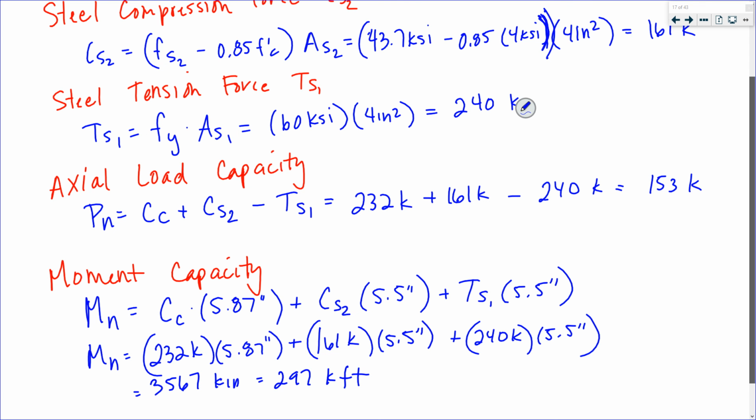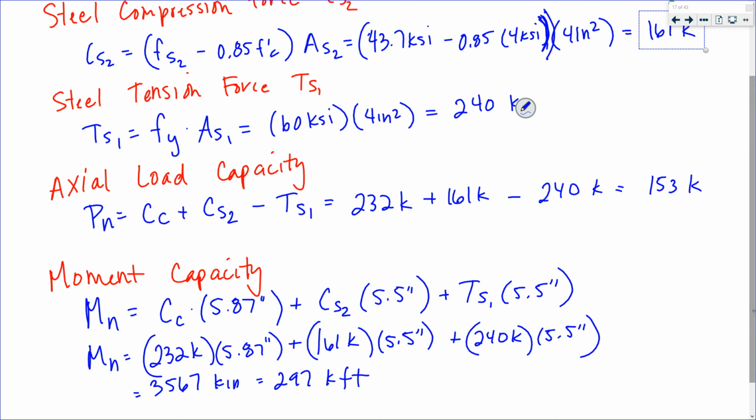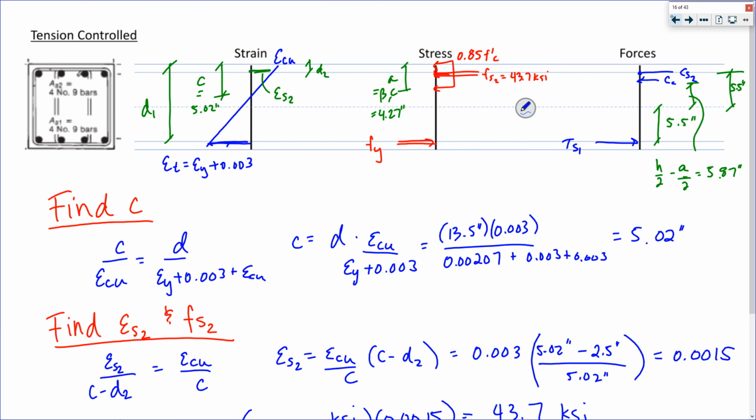So far, for my onset of cracking, my balance condition, and my tension controlled, all I've done is the exact same thing. I assumed a strain profile. I had for tension controlled, and for balanced, I had to find a C.